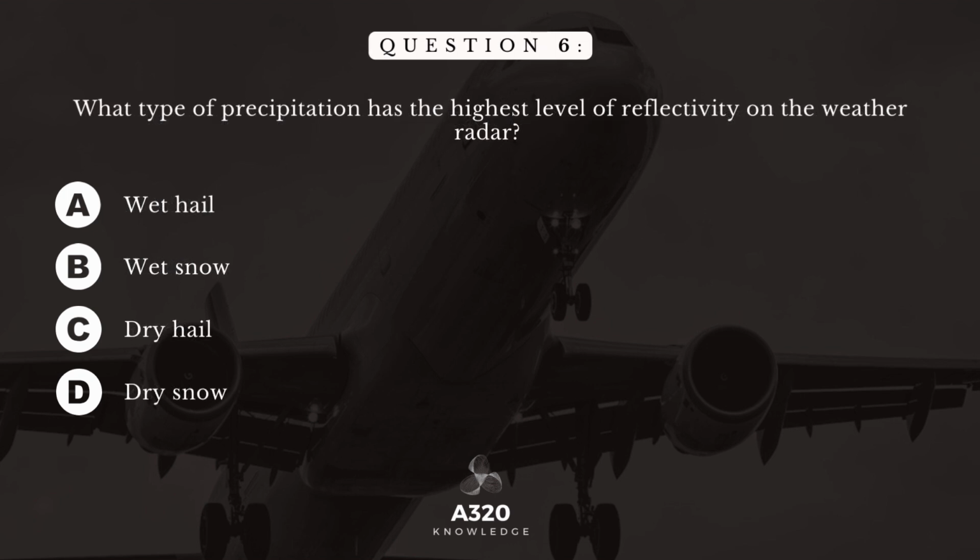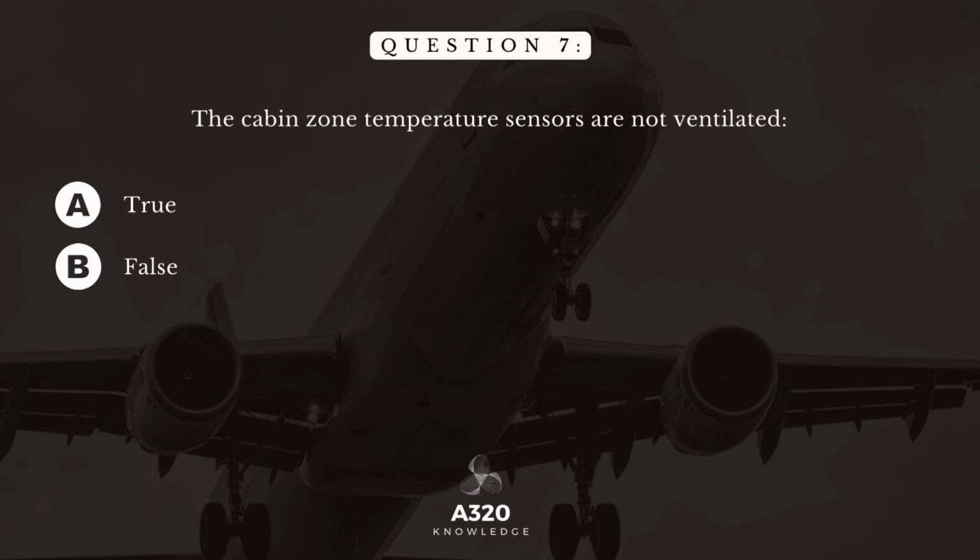Question 6. What type of precipitation has the highest level of reflectivity on the weather radar? A. Wet hail. B. Wet snow. C. Dry hail. D. Dry snow. Question 7. The cabin zone temperature sensors are not ventilated. True or false?